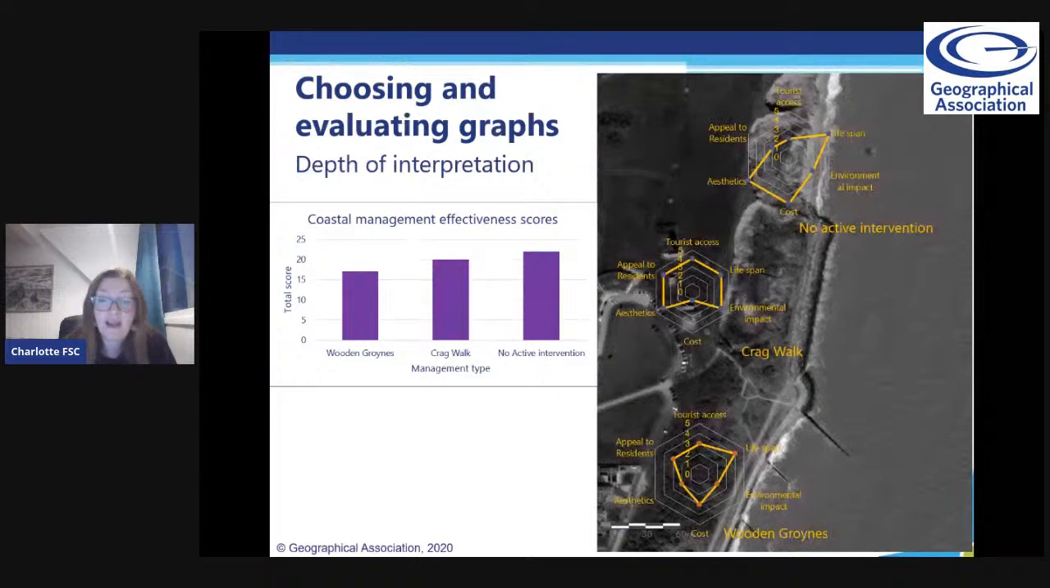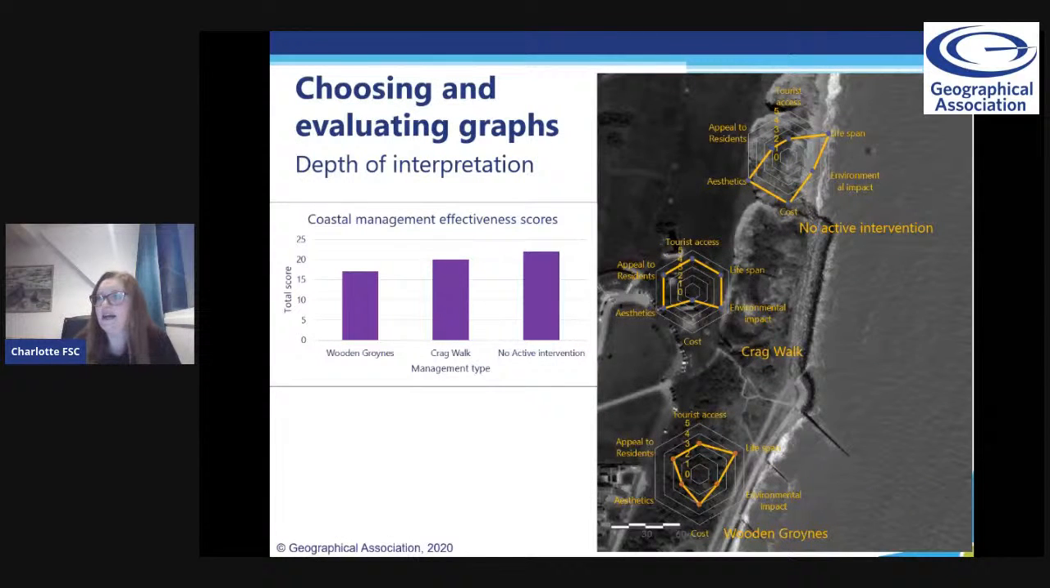So in terms of how you use the graphs, I imagine most of you are familiar with a bar graph, but I'll quickly review it nonetheless. At the bottom there, you've got your categories: the wooden groins, the crag walk, which is an area of rock armour, as you can see in the picture, and no active intervention, which you might otherwise know as do nothing. And the bars represent their total score. So we've judged their effectiveness, given them a score, and the bar height shows the score.